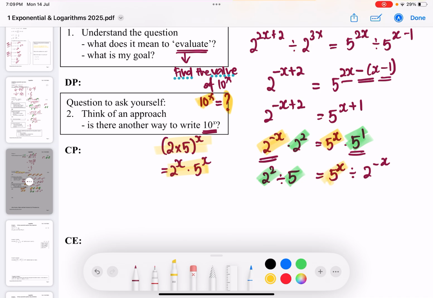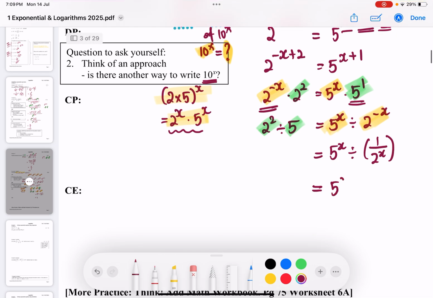Now you realize that we are almost close to the answer already. This is the line that we are trying to work towards, and you will notice that the right hand side looks very similar to that. It's just that because of this negative power, it's going to look like this. And divide by 1 over 2 power x is the same as times 2 power x. So I have not done anything to this side. So basically 10 power x is equals to 4 over 5.